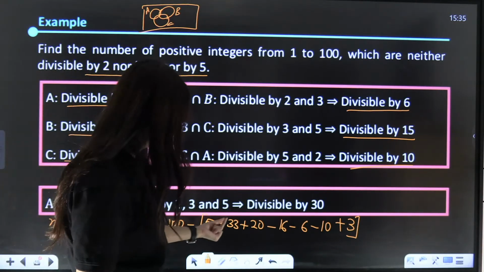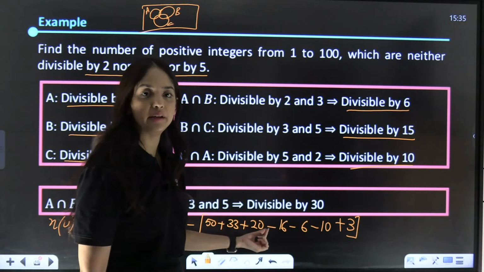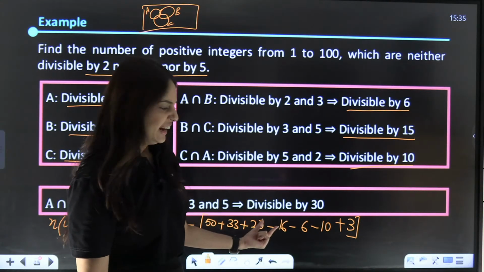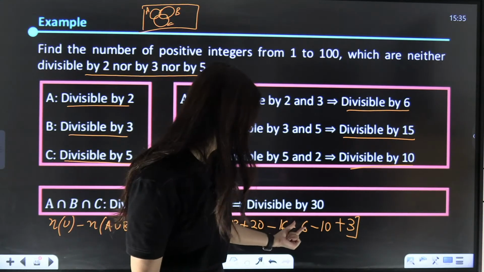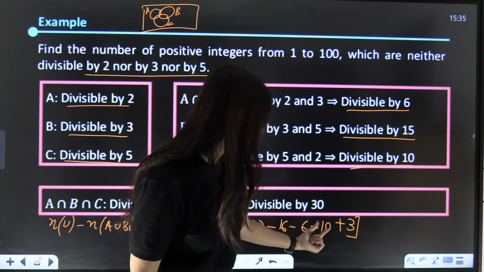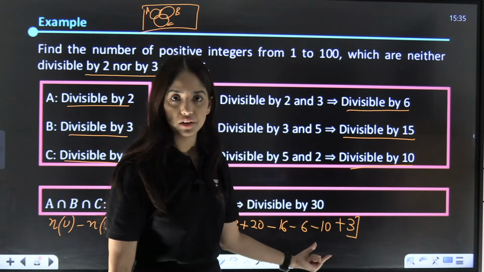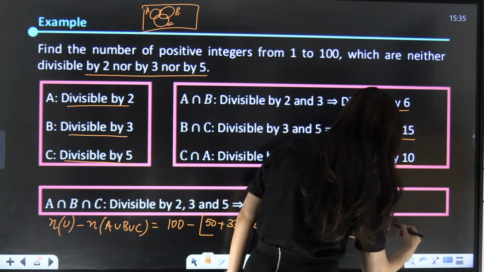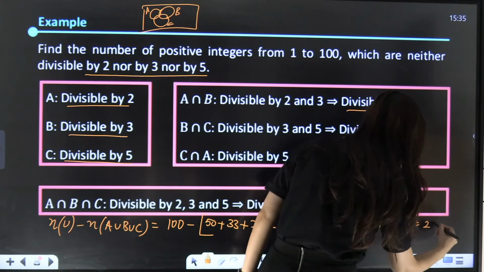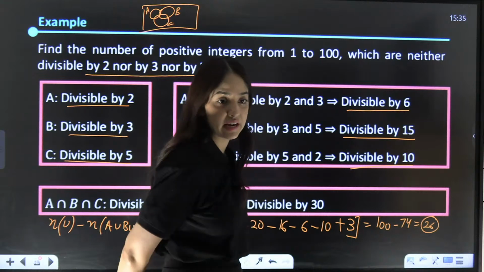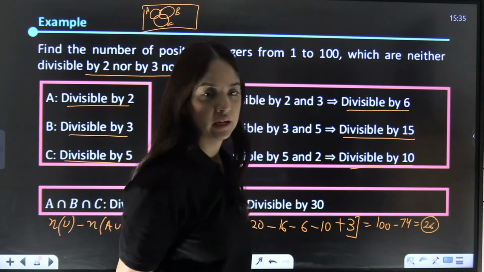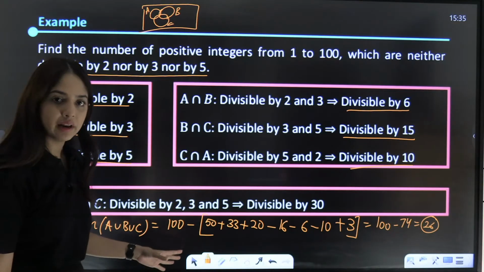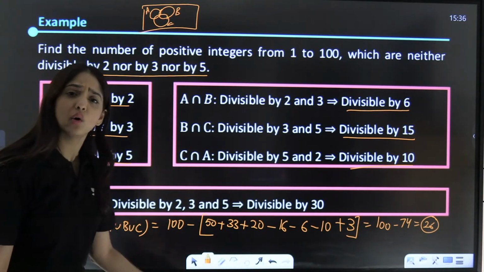So 50 plus 33, 83, plus 20, 103, minus 16, that is 87, minus 6, 81, minus 10, 71, plus 3, 74. So we are subtracting 100 minus 74, that is 26. Is that what everyone's getting? Yeah. Very good. So this is how you can use the formula and not have to write all of it.